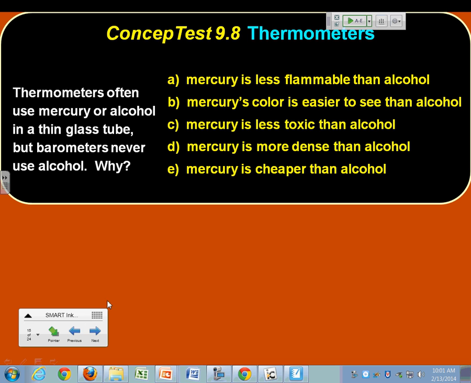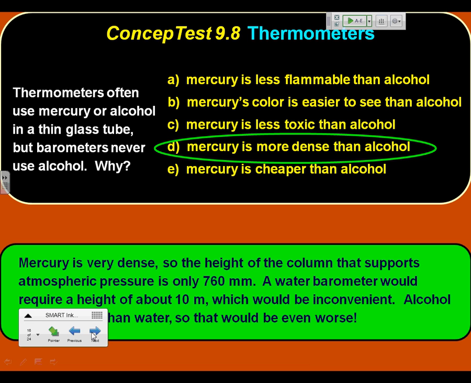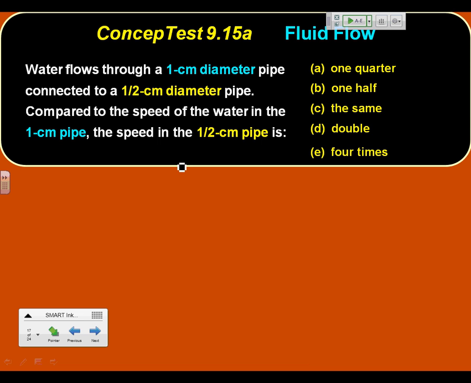So, all right. Okay, we'll come back to this. We're going to get into fluid flow later in this chapter.